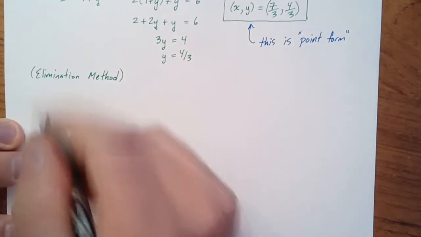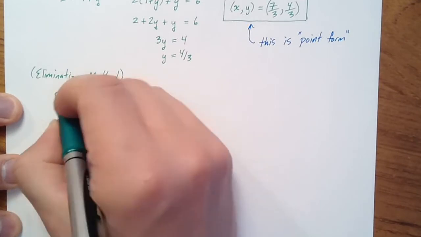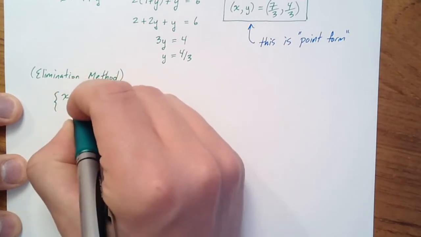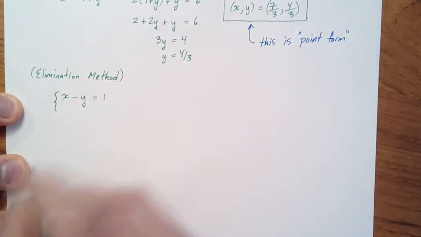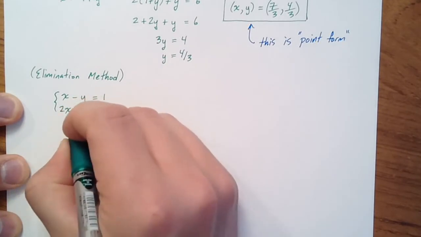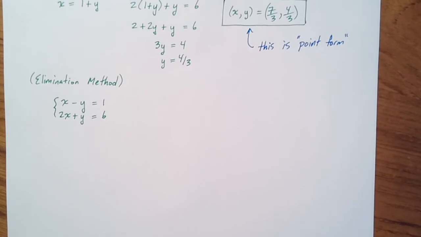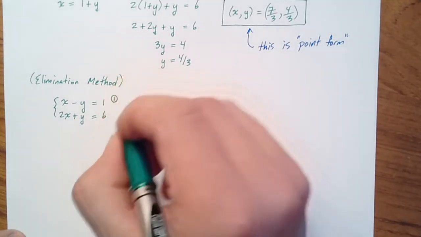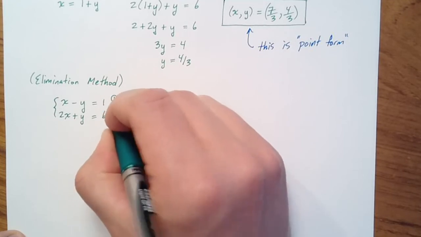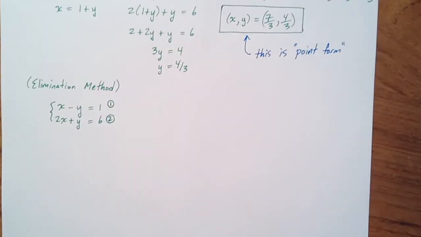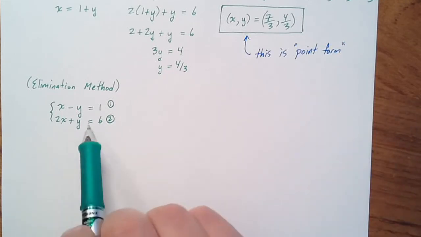So I'm going to just copy the system down so we have it on the screen. Remember, it was x minus y equals 1 and 2x plus y equals 6. That was the system we had. And I'm actually going to take a moment to number these just to make it a little bit easier to refer to the equations, because with the elimination method, you're going to need to refer to the equations that you're given in your system.